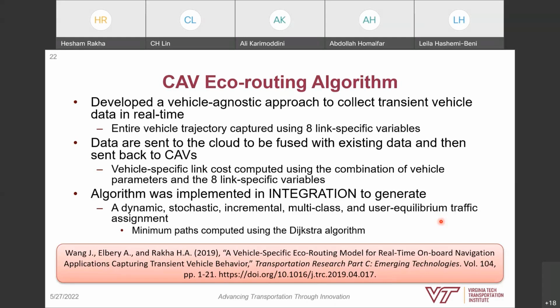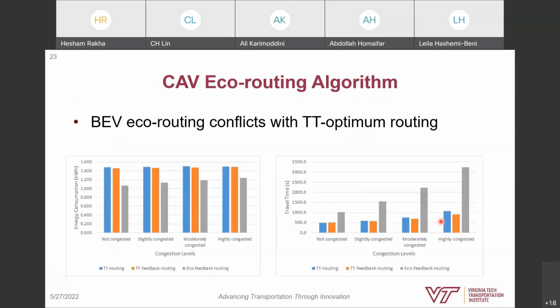And so you have this very conflicting objective where if your objective is to minimize energy consumption of an electric vehicle, you will be increasing your travel time very significantly. Conversely, if I try to minimize the travel time of my electric vehicle, I'm going to be increasing the energy consumption of my electric vehicle significantly. So we tried to implement this, and we developed this tool that can do this.